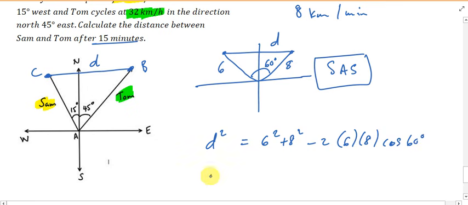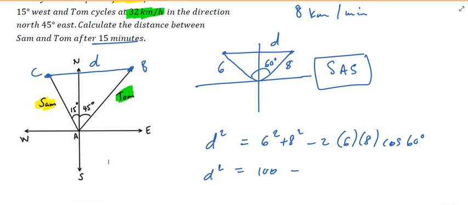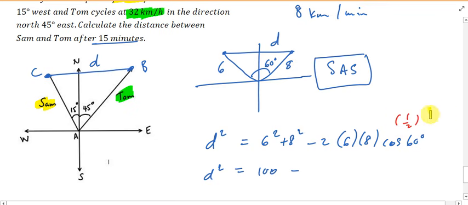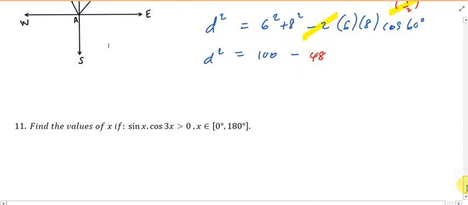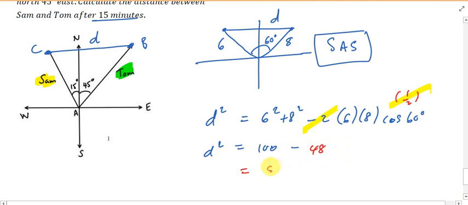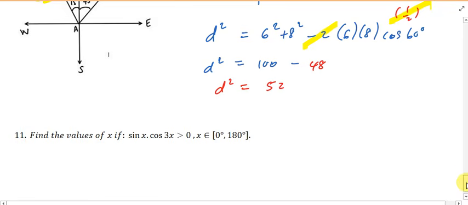right? So d squared is equal to 6 squared plus 8 squared, that's 36 plus 64, which is 100, minus what we have over here. Okay, let's try to simplify this further. So you can see cos of 60 is half, right? So remember, cos of 60 is basically half, and a half times 2 cancels out, so we got 6 times 8, which is 48, right? And over here we got 100 minus 48, so d squared is equal to 52.